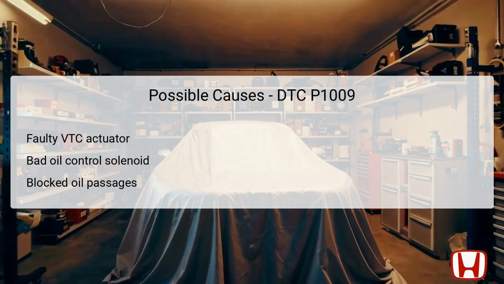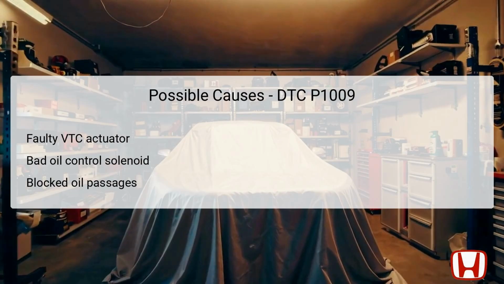Several possible causes can lead to the triggering of DTC P1009, which require careful examination. First, a faulty VTC actuator may not perform its function of adjusting camshaft timing correctly. It is essential to check whether the actuator moves freely and responds to command signals.